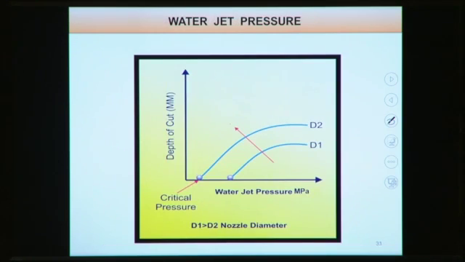So here is another example, another graph. Here D1 is more than D2. When the diameter of the abrasive jet nozzle is increased, there is a decrease in depth of cut. Means for a lower diameter of the abrasive jet nozzle, your depth of cut will be more.